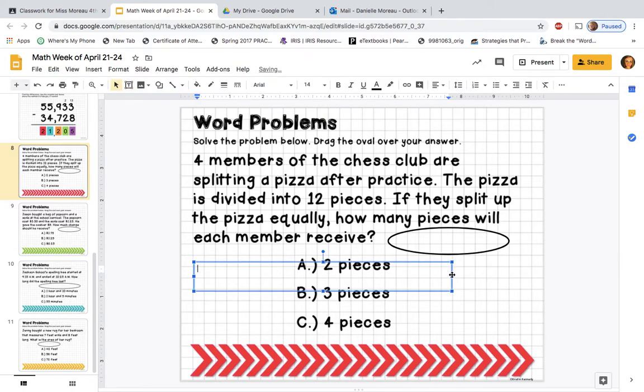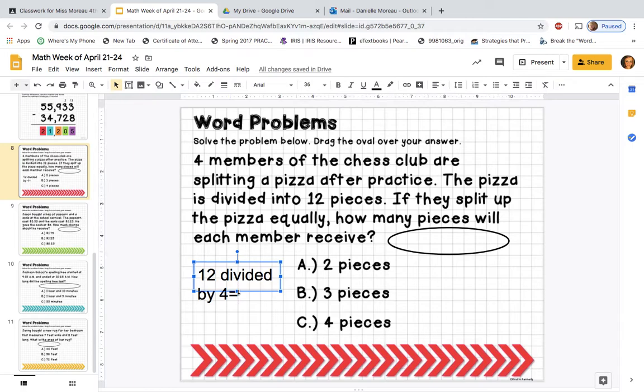So I'm going to add a little text box here. So we have 12. It's a tiny bit bigger too. We have 12 pieces of pizza and we have 4 members, okay? So that means we need to divide 12 divided by 4, okay?